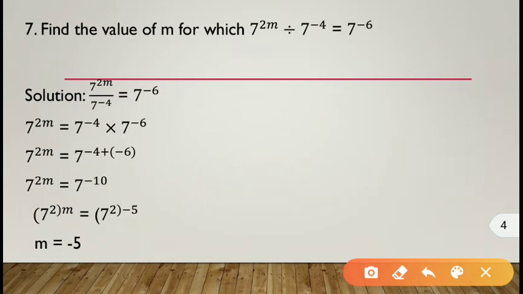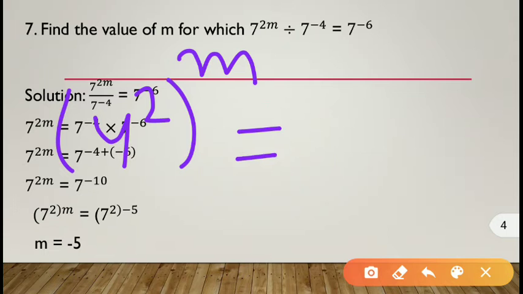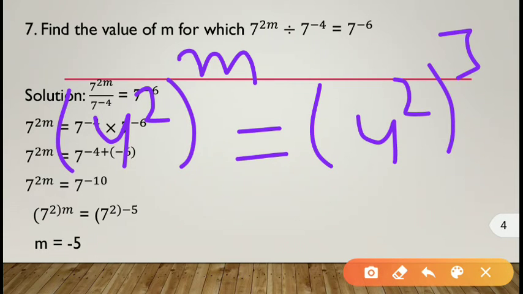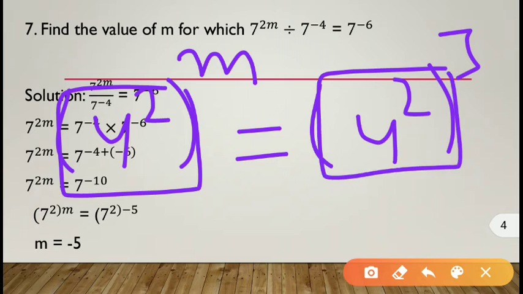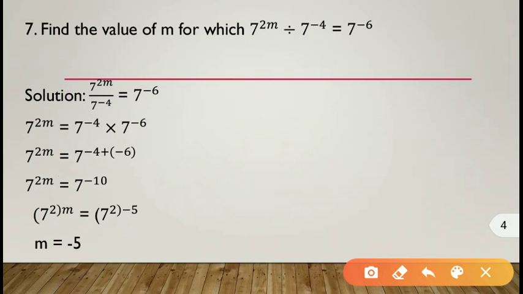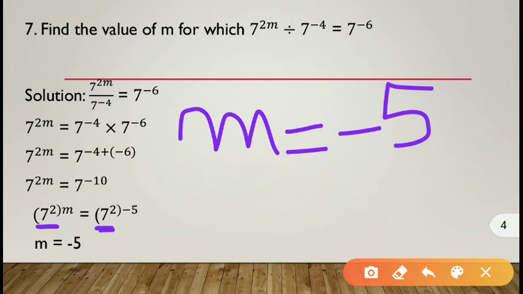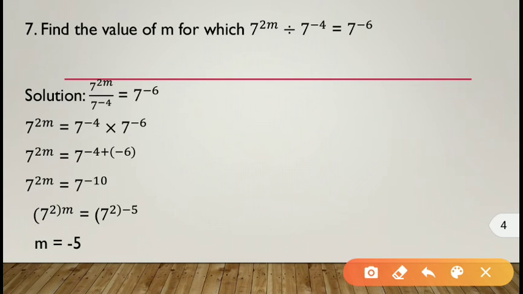If the base is same, then only we can equate the powers. Suppose it is written in the form, 4 square to the power m is equal to 4 square to the power 3. Here 4 square is same, so we can equate the powers. Like that only, here also 7 square is same. Bases are same, so we can easily equate the powers. Means m is equal to minus 5. You have already studied this type of questions in your earlier classes. When the base is same, you can easily equate the powers. 7 square is common on both sides. That's why we can equate, m is equal to minus 5.